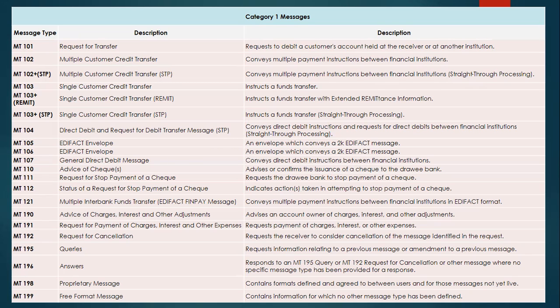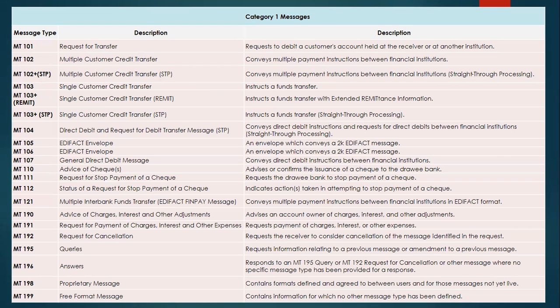MT190, which is advice of charges, interest, and other adjustments. It is just an advice to an account owner of the charges, interest, and other adjustments which they are liable for. We have MT191, which is request for payment of charges, interest, or other expenses. In the financial world, there are multiple charges, which include pence and hour that can be used over there as well.